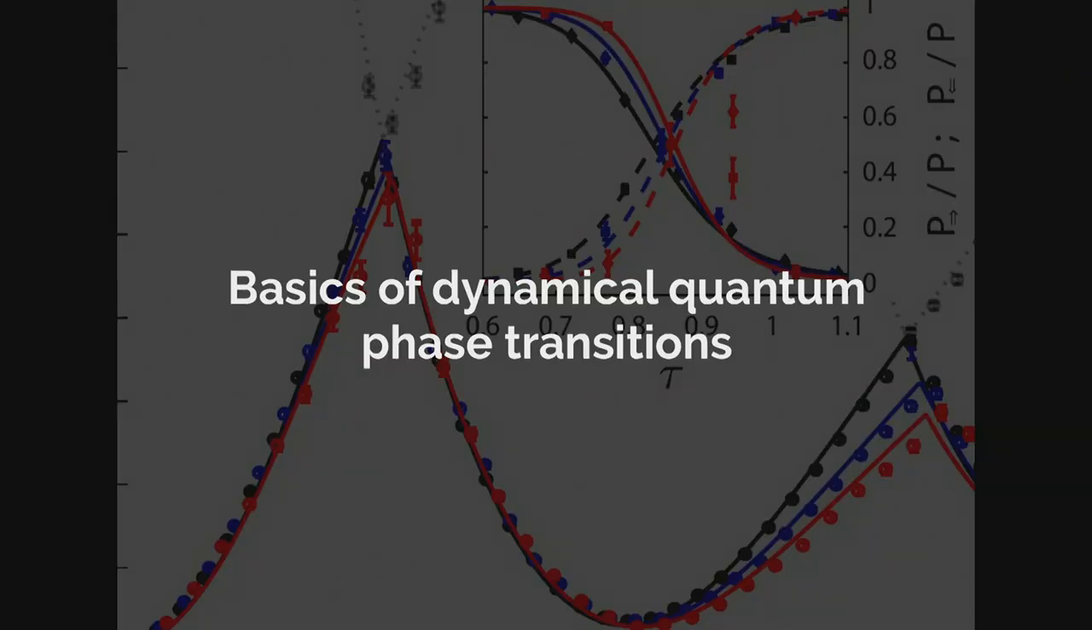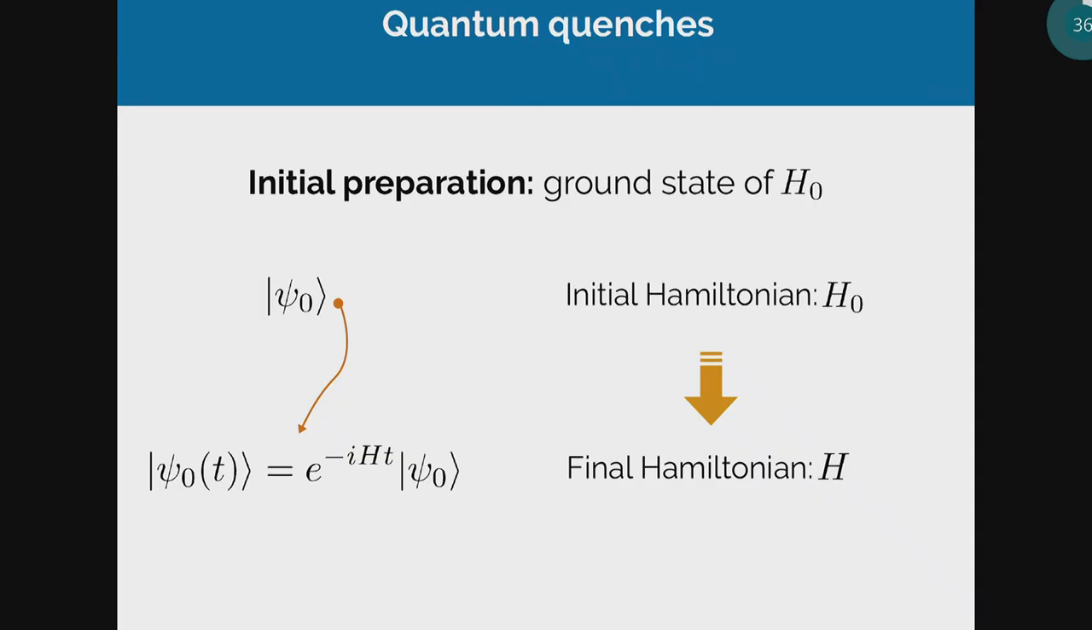Okay. Now I would like to discuss the definition of these dynamical quantum phase transitions and to discuss some basic principles. Okay. So for the following, I will use a very specific non-equilibrium scenario to illustrate everything. However, let me also emphasize that what I will tell you in the following does not rely on this particular non-equilibrium scenario of a quantum quench.